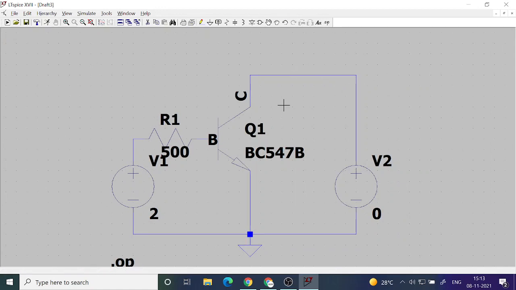Any questions? Sir, why is the current across the collector negative, sir?